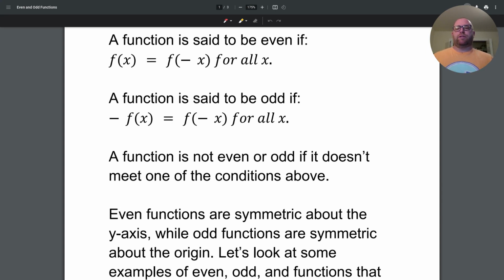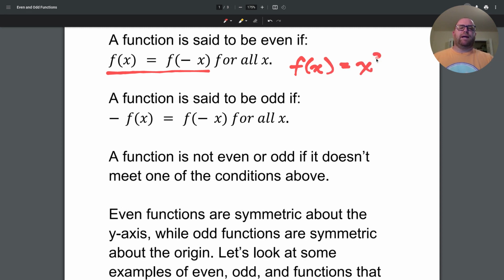In this video we're going to be talking about even and odd functions and what's neither even nor odd. So let's first describe the characteristics that make a function even. A function is said to be even if f of x equals f of negative x for all x. Okay, so something like f of x equals x squared is an even function.